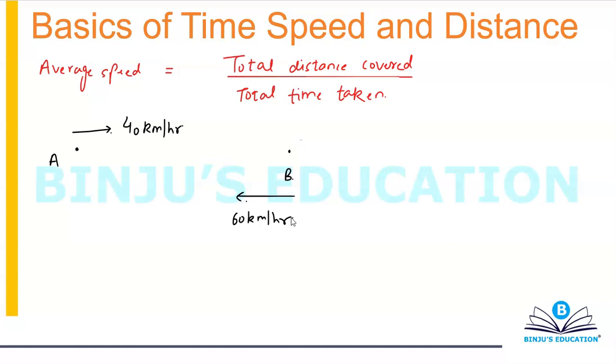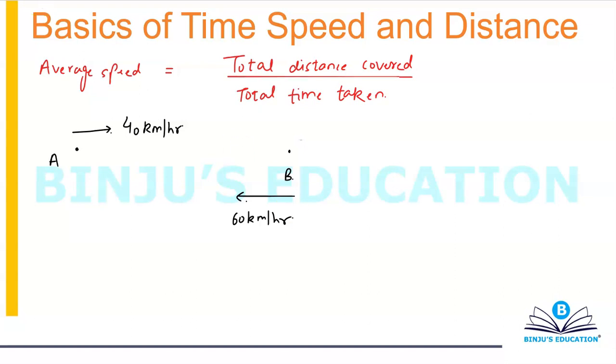Alright, let's see what we can do with this one. Usually, those of you who are doing this chapter for the first time say that the average speed shouldn't it be simply 50 because that's the average of 40 and 60. The distance between A and B is constant, so shouldn't it simply be 40 plus 60 by 2, which is 50? So no, the answer is incorrect.